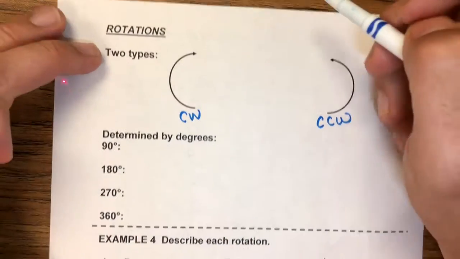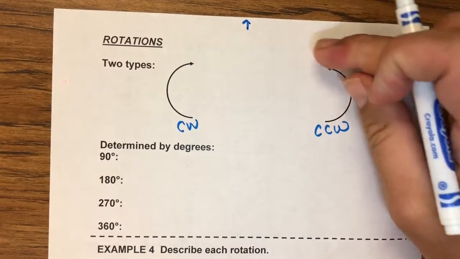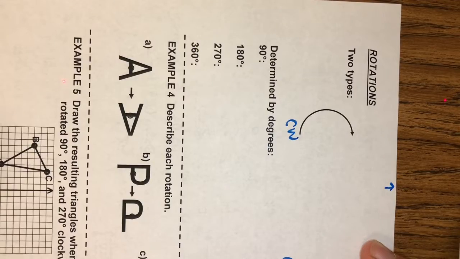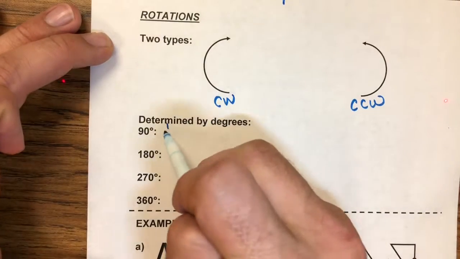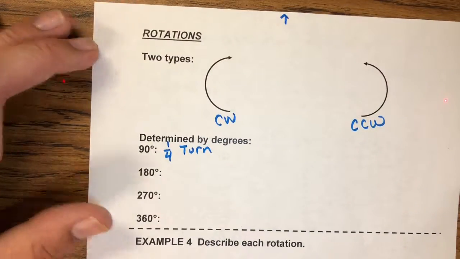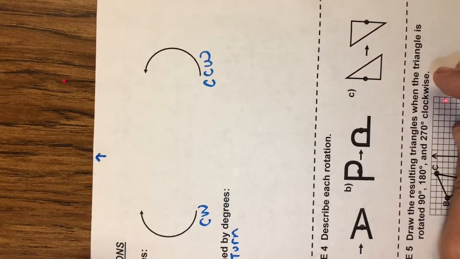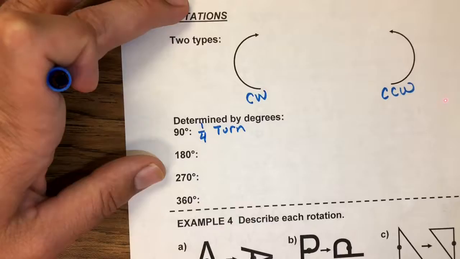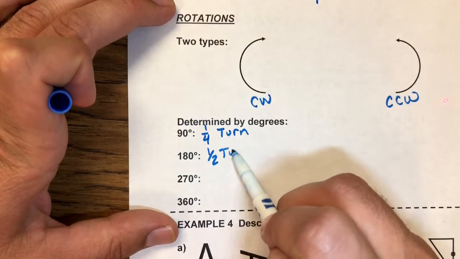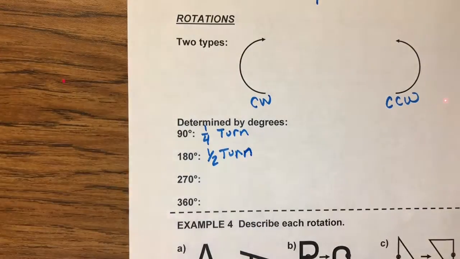A 90-degree rotation, what I like to do is I like to take and put an arrow right here. And if I turn this 90 degrees clockwise, that's where we're at. That is a quarter turn. And I can do a quarter turn counterclockwise, which means I would take that paper and I would turn it that way. Now 180 degrees, that's whenever you totally flip around. So that's going to be a half turn. And that's an R.